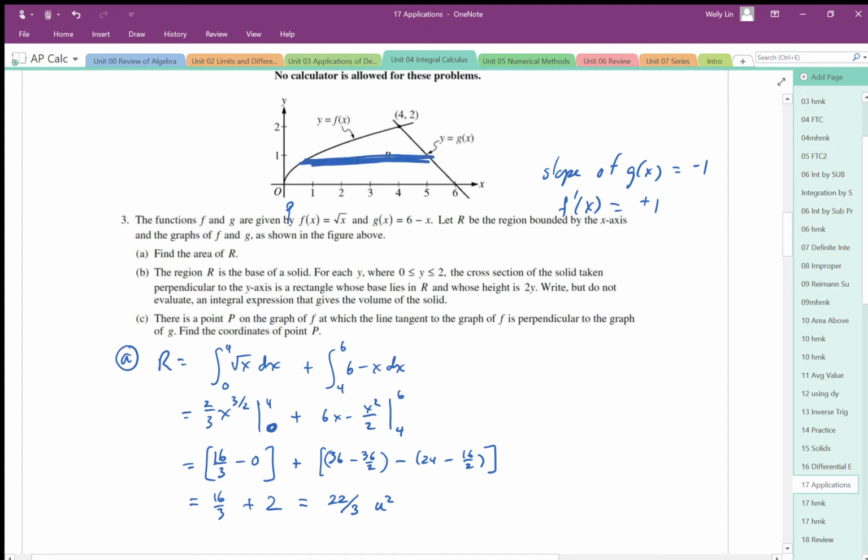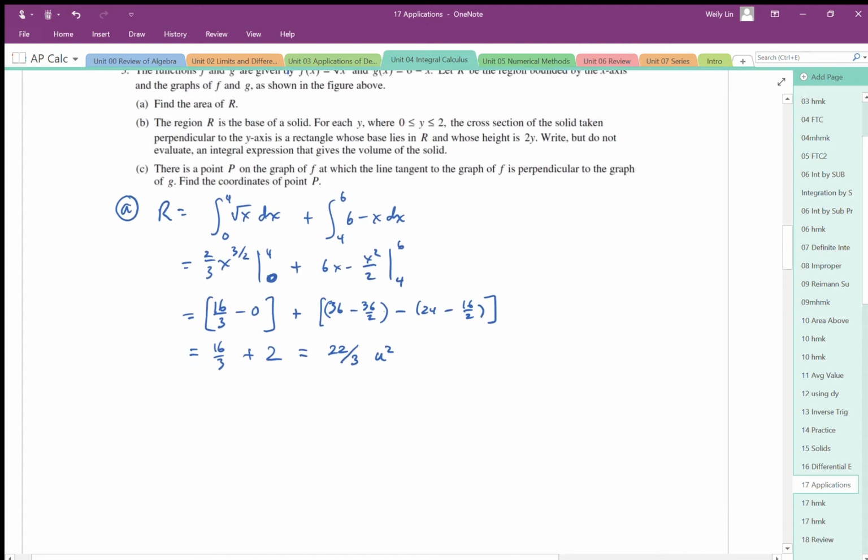The cross-sectional area perpendicular to the y-axis is a rectangle whose base lies in R and whose height is 2y. So this is going to be the base. We're going to have a rectangle go up like that, and that's going to be twice the y position. So if it's at 1 here, it'll be 2 high. Okay, so those are going to be the pieces, and we're going to integrate along dy.